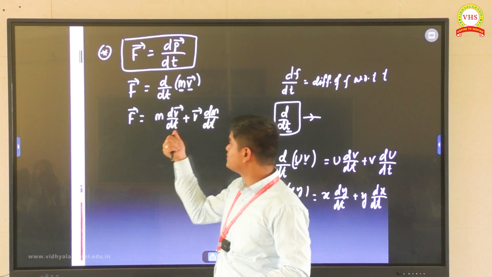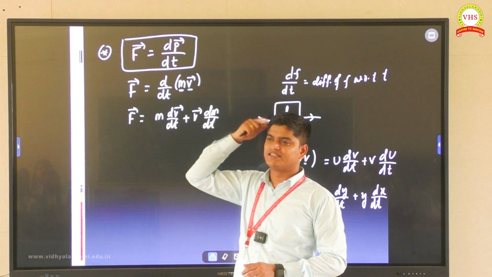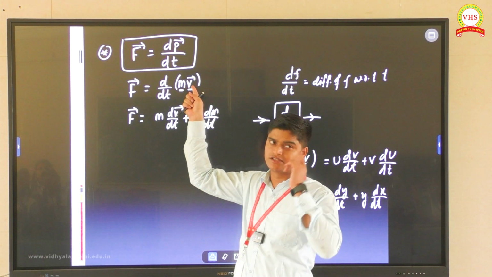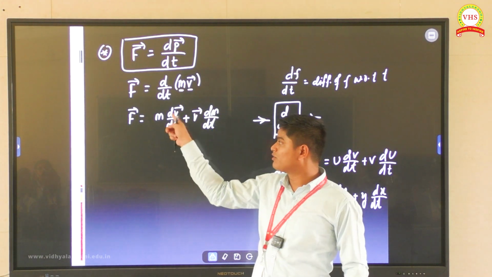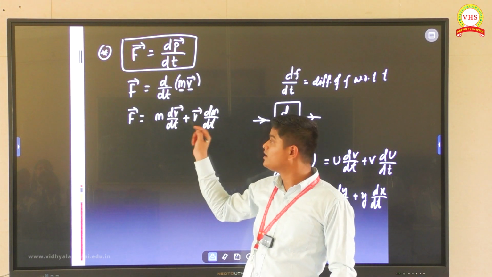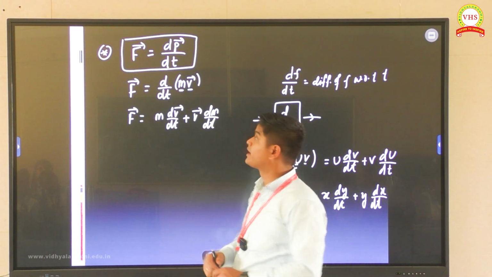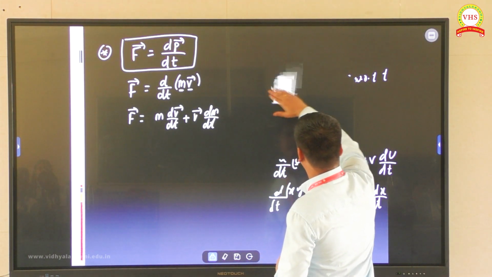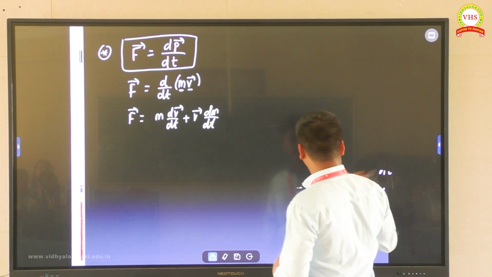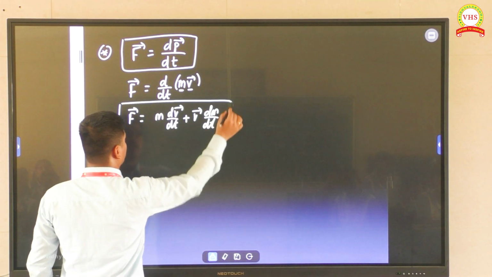Same way here, the derivative of mass into velocity. Mass is one physical quantity and velocity is another, multiplied. I write it like this: I keep m first and differentiate v, plus I keep v and differentiate mass. Clear? Okay, so now you have understood a little about the derivative and this formula. This is the uv formula you applied here. You keep this one here.